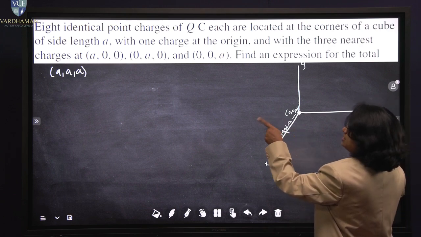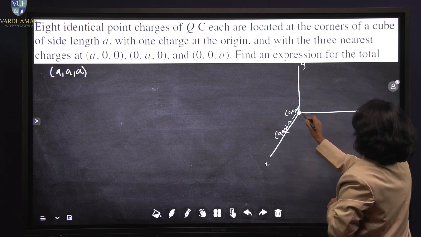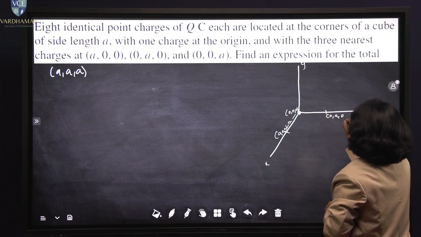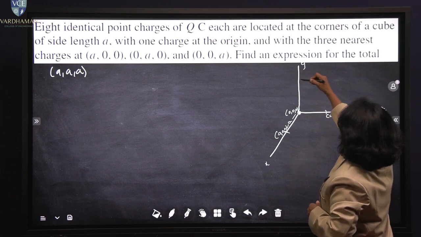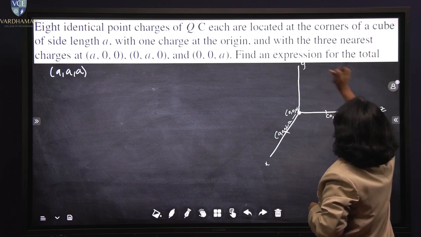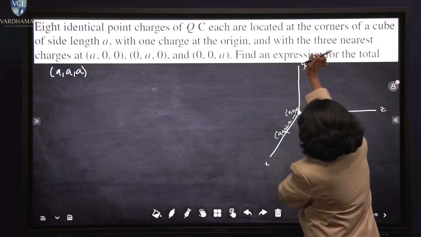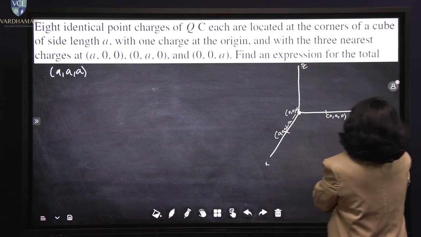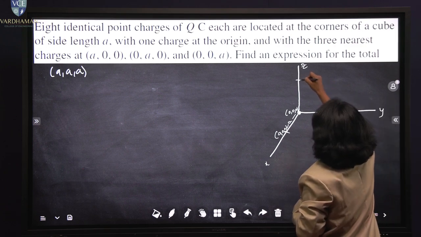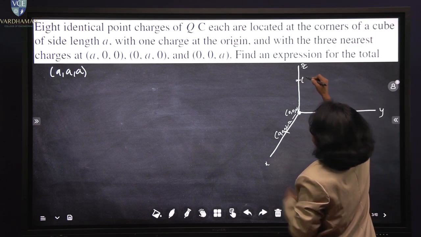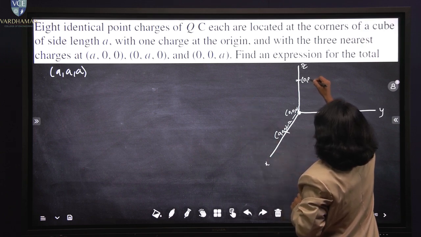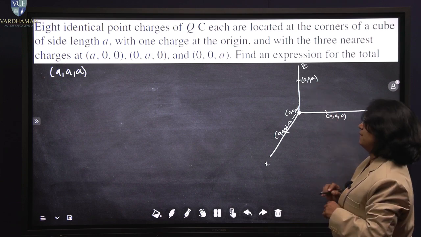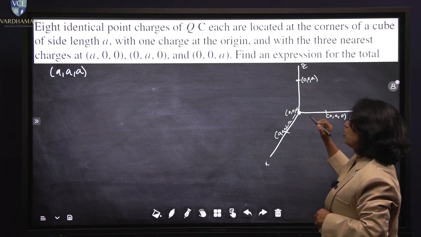Then another point is at 0, A, 0. That means on the y-axis. So this is A, and this is 0, A, 0. Then another point is on the z-axis. This is Z and this is Y. Z is A and the remaining 2 are zeros, so 0, 0, A, the point on the Z axis. So this is A, and this is A. These are the nearest corners of the cube.